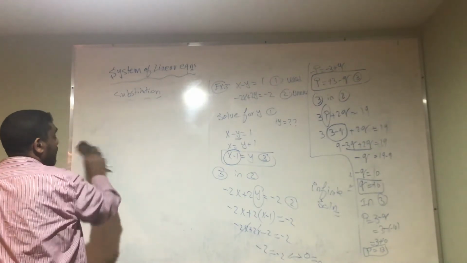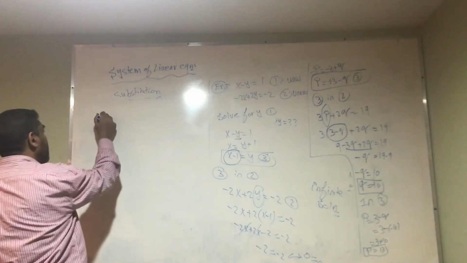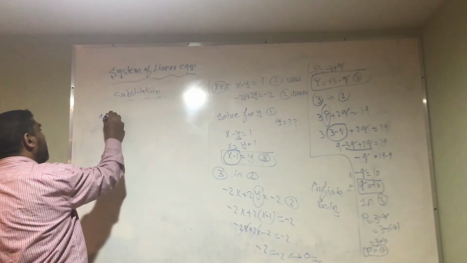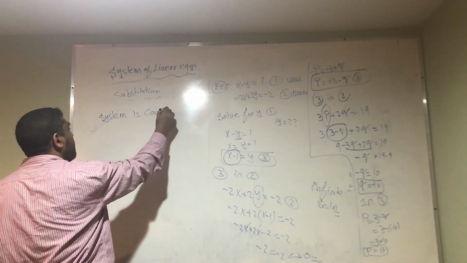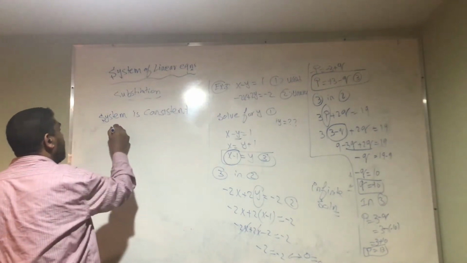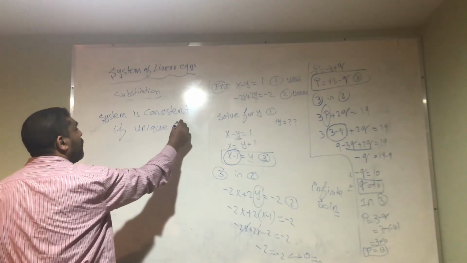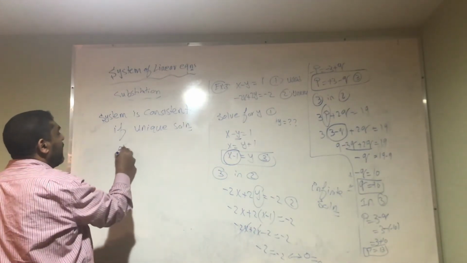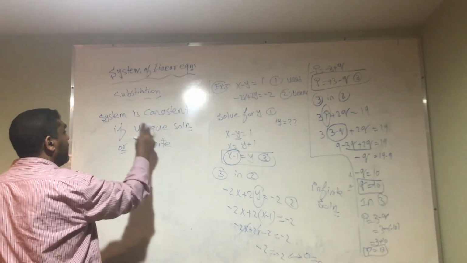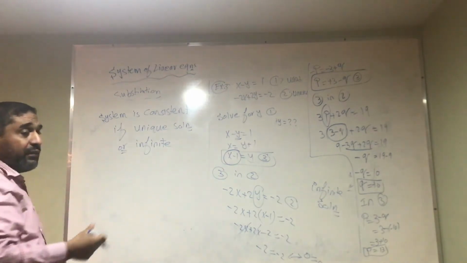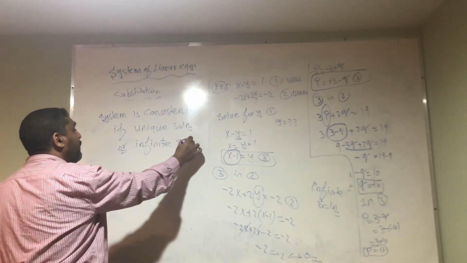I should tell you also here, guys, the terminology here: the system is consistent if you have a unique solution or infinite solution. So if it has solution, we call it consistent. If it has solution, this solution could be unique solution, or you will have infinite solution.